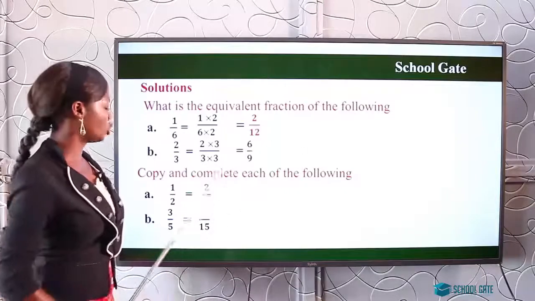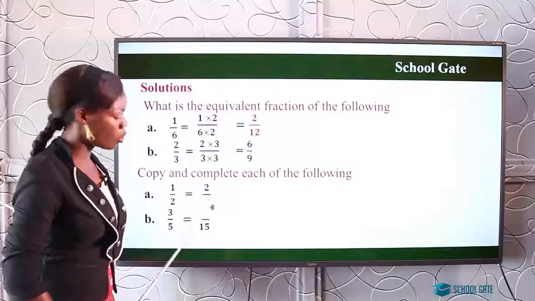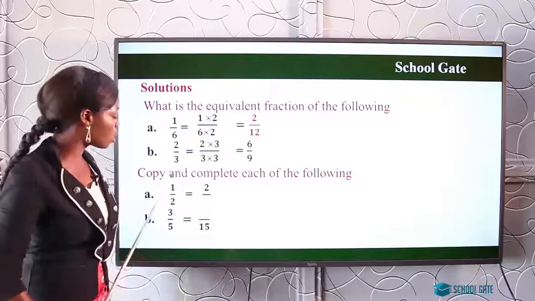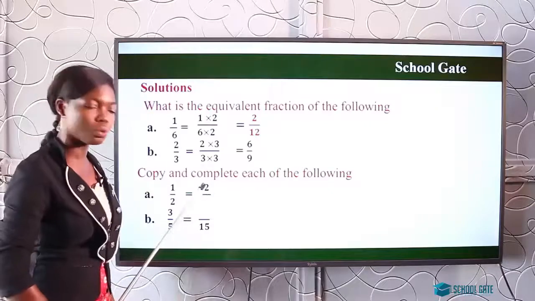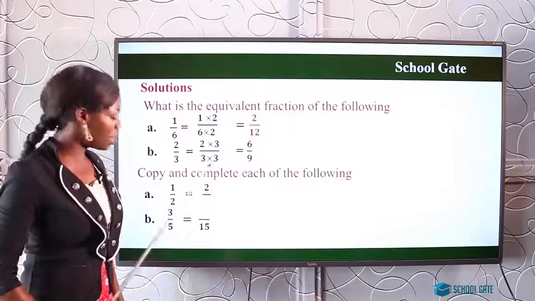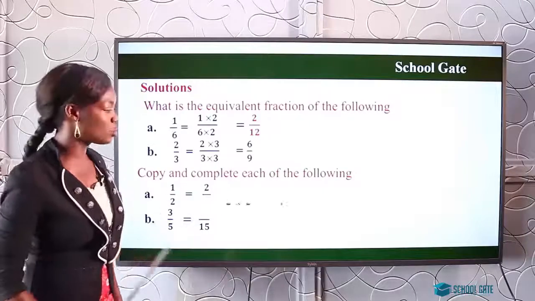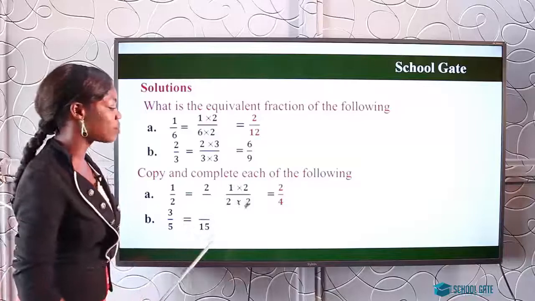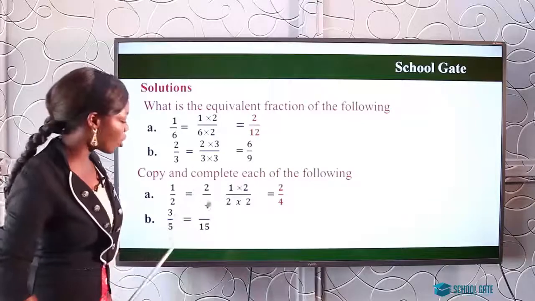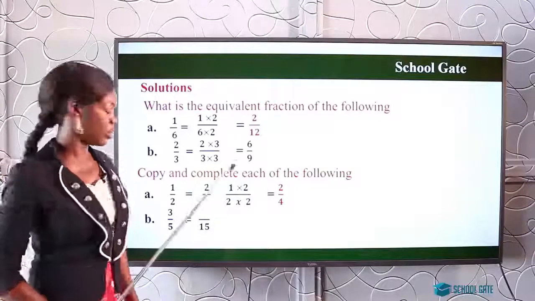Copy and complete each of the following. We have 1 over 2 equals 2 over unknown. Now, our question is 1 times what will give us 2? Since we have 2 here. 1 times 2. That means we'll multiply the denominator also by what? By 2, which is 2 times 2. So our number under is what? 4. If you got 4 as your answer, clap for yourself.